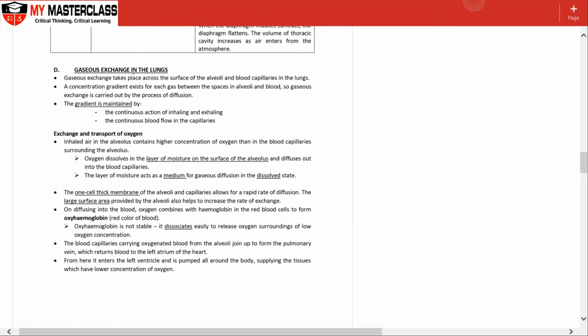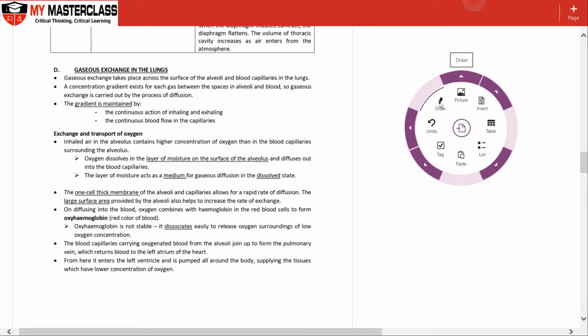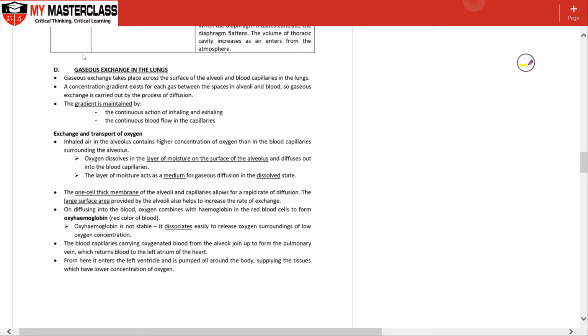Okay, so gaseous exchange will take place across your alveoli and blood capillaries. So you have got the concentration gradient, which means your concentration of carbon dioxide in the lung region is high, which is why it diffuses out. Okay, take note, it is diffusion. So this particular concentration gradient is maintained due to your inhalation and exhalation, and also blood flow.